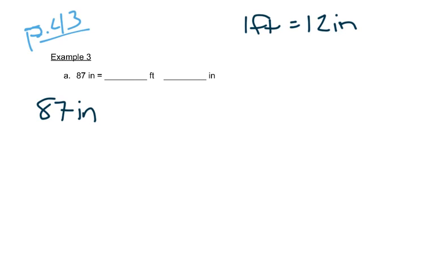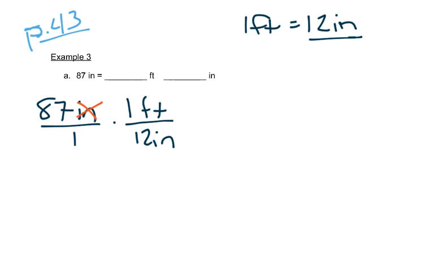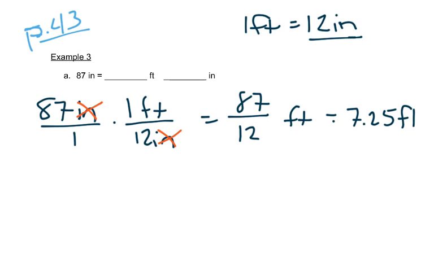We have 87 inches over 1. We'll put the inches on the bottom, so we have 12 inches, and that leaves the 1 foot to go on the top. That's good because the inches cancel out. We multiply straight across and we get 87 over 12 feet. So when we divide 87 divided by 12, we get 7.25 feet.